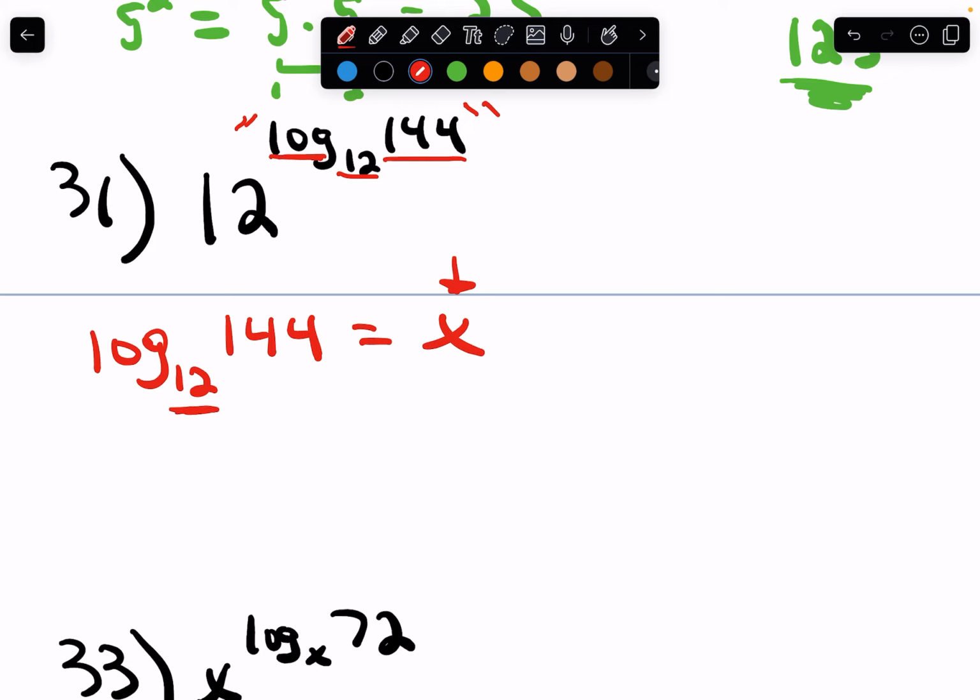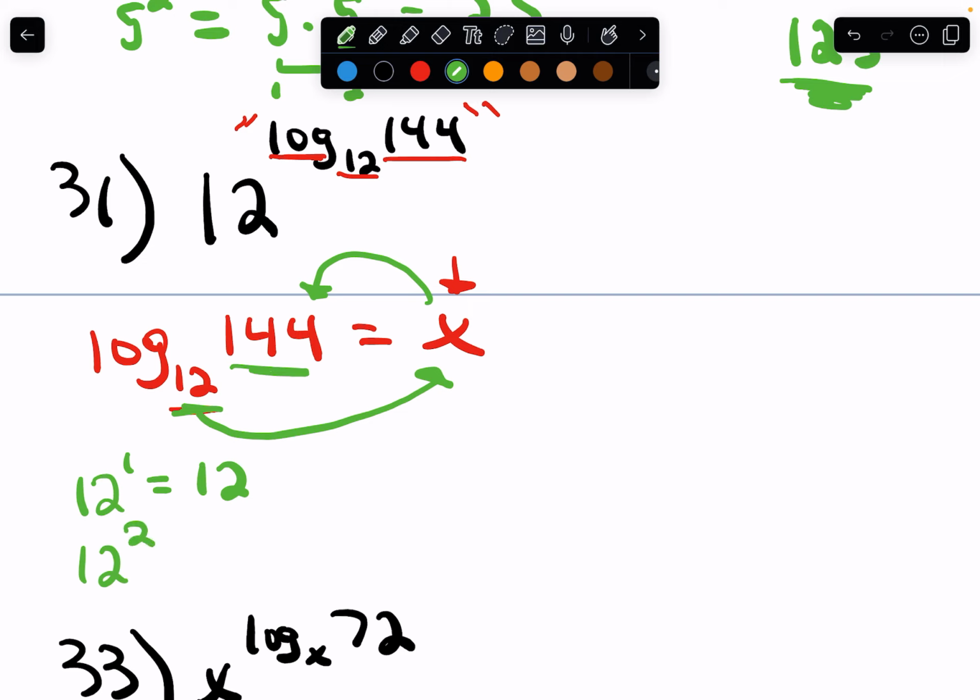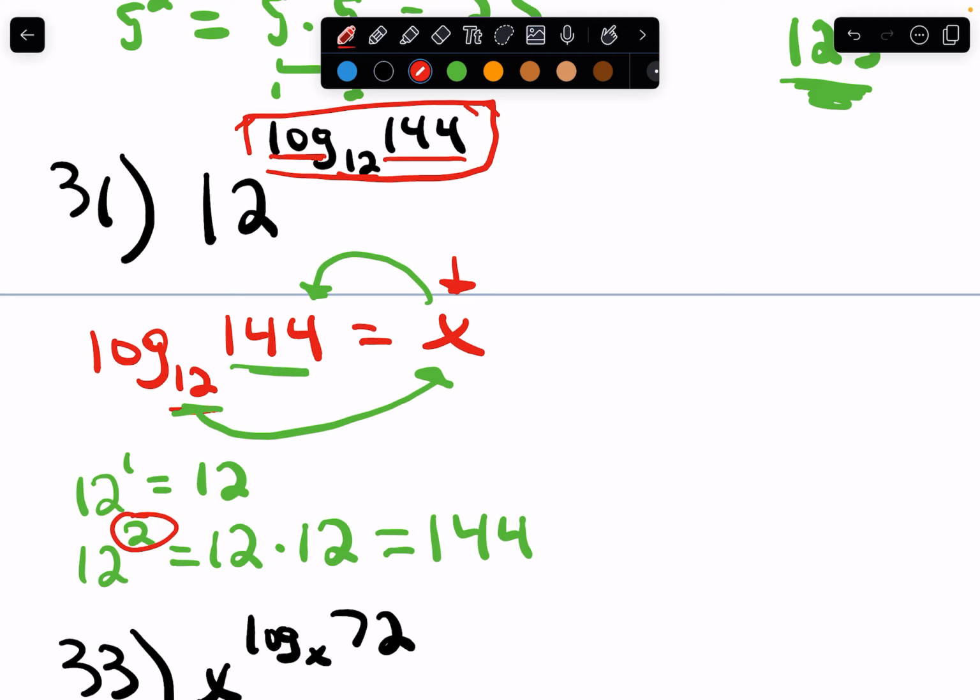We have 12 to some power is going to give us 144. Now 12 to the first is just 12. That doesn't equal 144. 12 to the second equals 12 times 12, which if you know your multiplication rules, this would be 144. Now is 2 our answer? Would we say this is our answer? No. That's just the answer for this entire exponent.